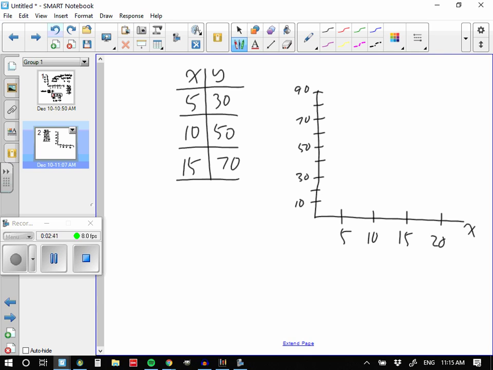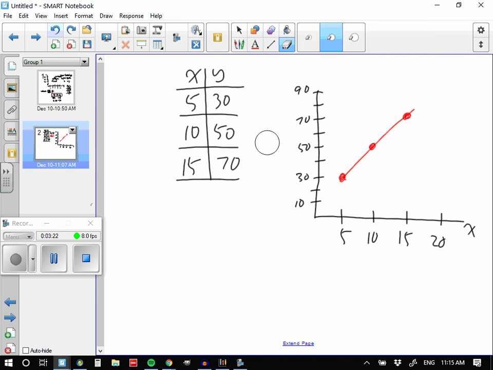So my first pair, 5, 30, as an ordered pair, 5 for the x, 30 for the y, so it's (5, 30), which as a point will be right here. My (10, 50) is right here. And my (15, 70) is right there. And when I plot those 3 points, I end up making a line. So I know that the relationship between these points on this table of values is linear, because those 3 points when graphed make a line.